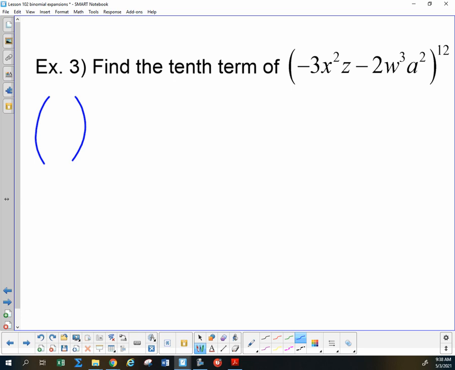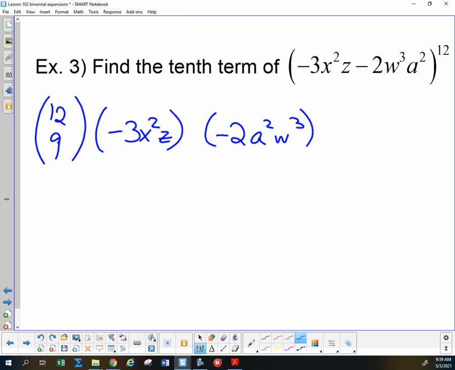So what am I going to put just in the combinations? Sophie, what would you put in the parentheses for the combination? If I want the 10th term of something to the 12th. Perfect. So 12 choose 9, since we want the 10th term. Then we're going to copy down our terms, minus 3x squared z, and minus 2a squared w cubed.